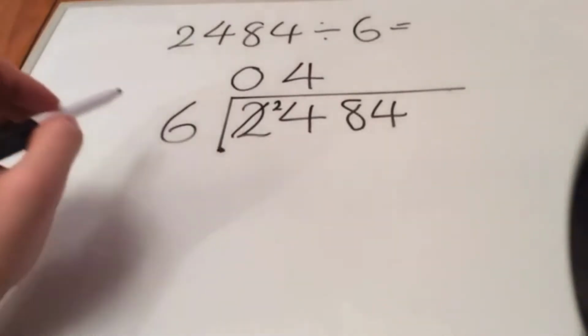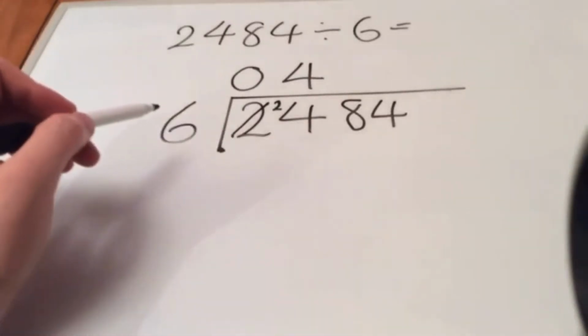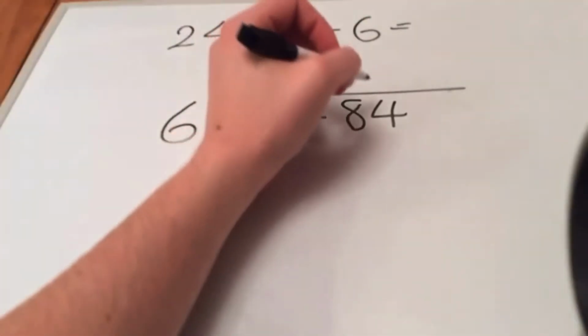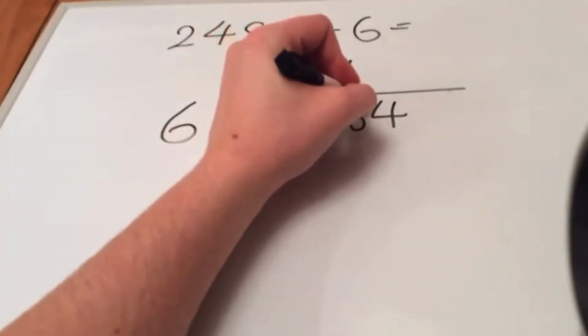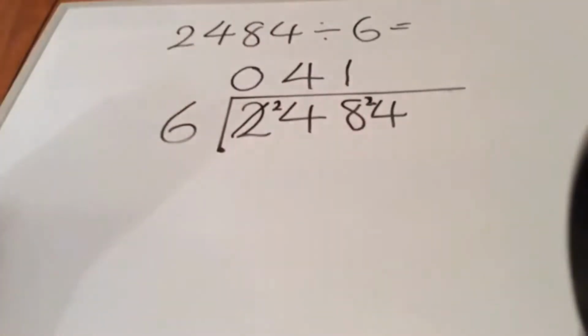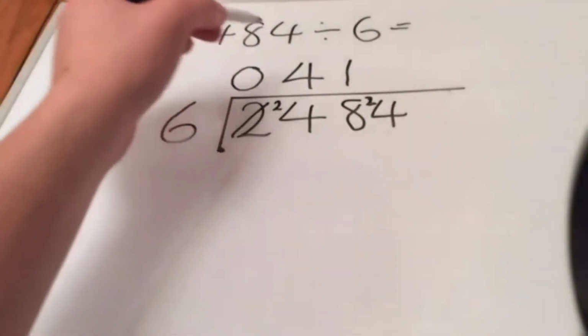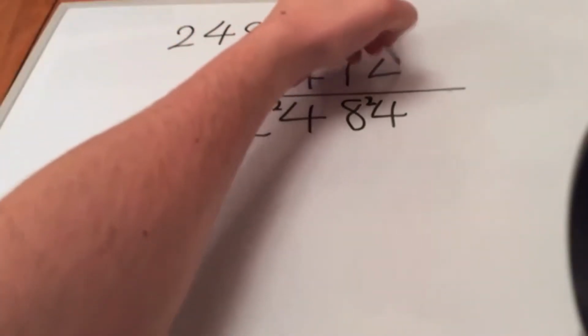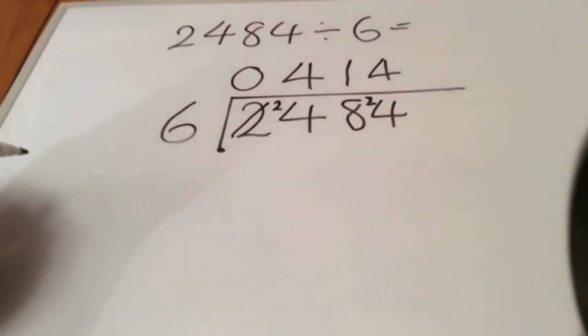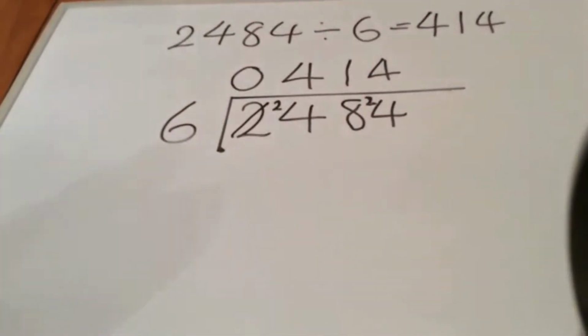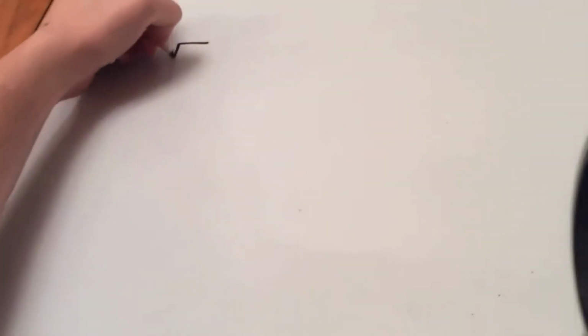How many times can we get 6 into 8? Well, we can do that once, and then we have a remainder of 2. So the little 2 is carried over. How many times can we get 6 into 24? Well, we've worked that out before, and it's 4. So 2,484 divided by 6 is 414.